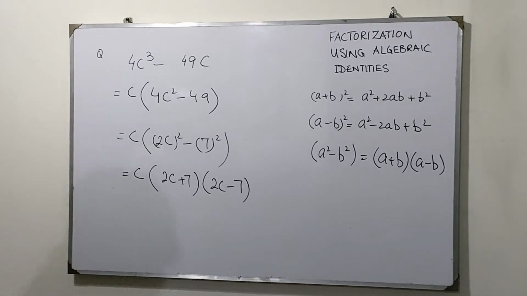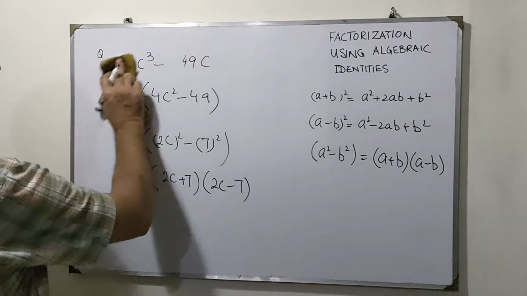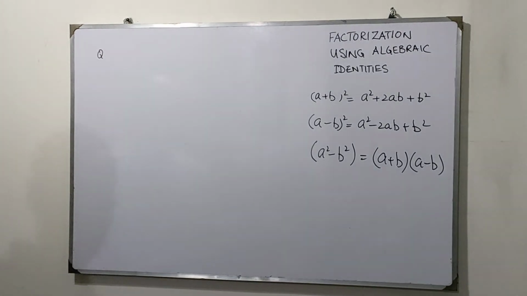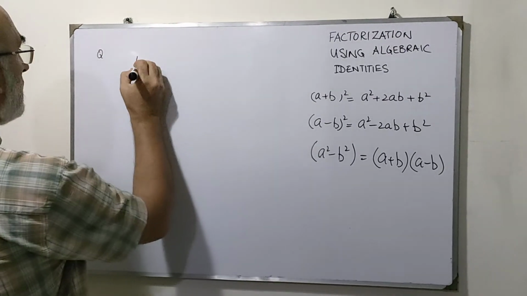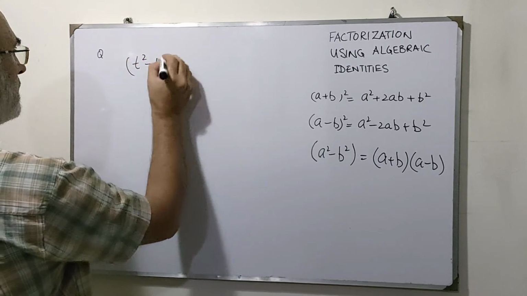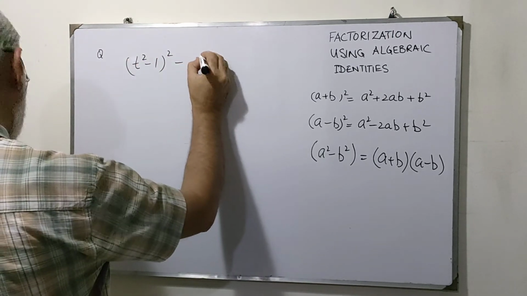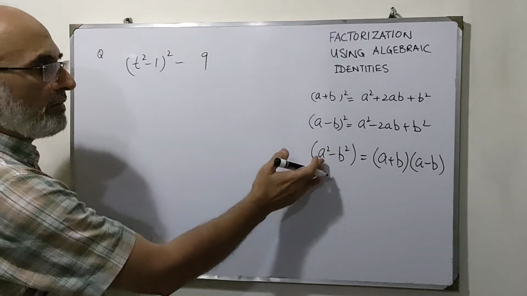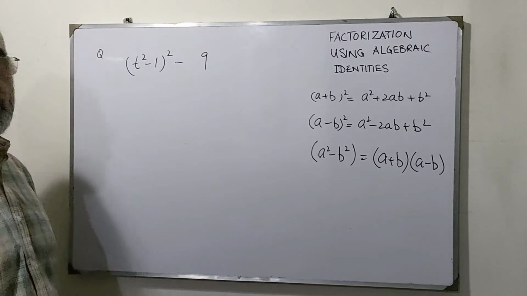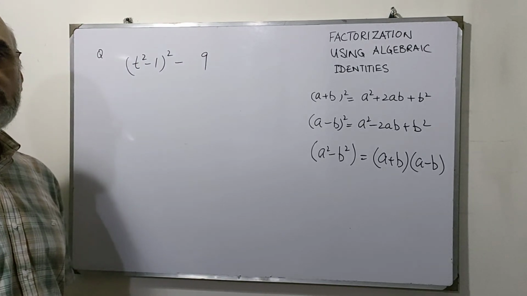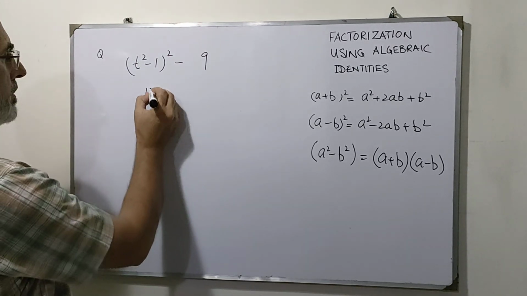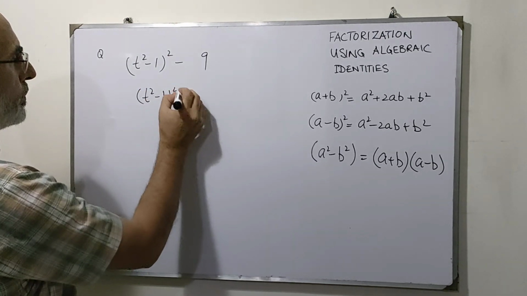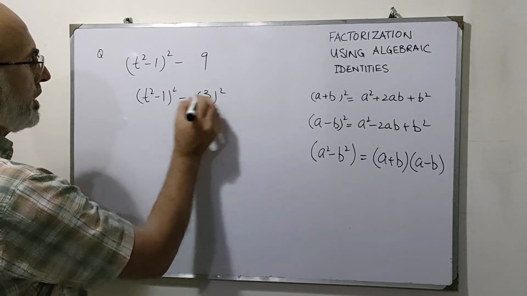One more example. t square minus 1 whole square minus 9. Okay, this is already squared, so we have a square minus 9. So obviously 9 is the square of 3. So we write it as t square minus 1 whole square minus 3 whole square.